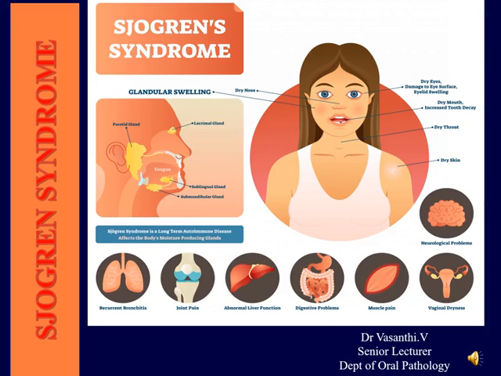We'll be discussing Sjogren syndrome today. Sjogren syndrome is basically an autoimmune exocrinopathy. Autoimmune means antibodies are produced against the body's own cells, and exocrinopathy means it involves the exocrine glands, specifically the salivary glands and lacrimal glands. We'll discuss this in detail now.